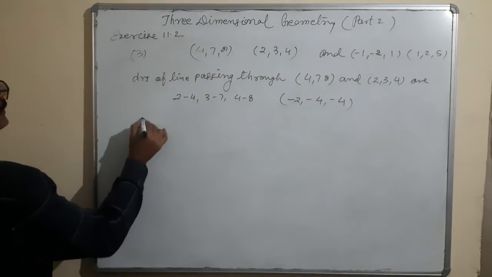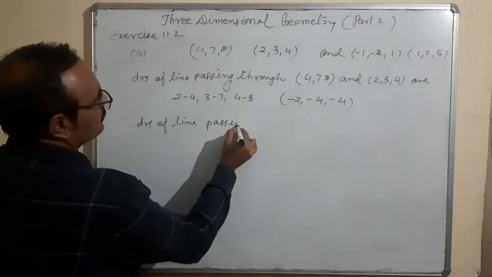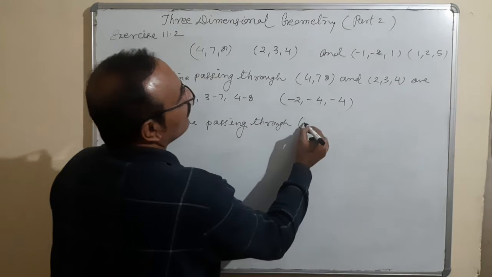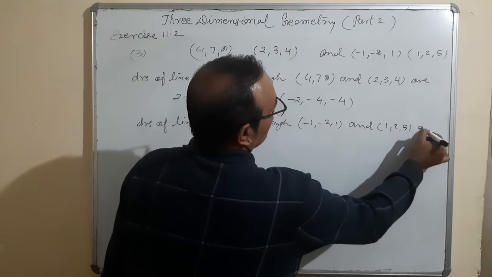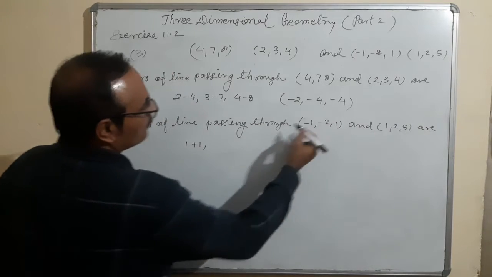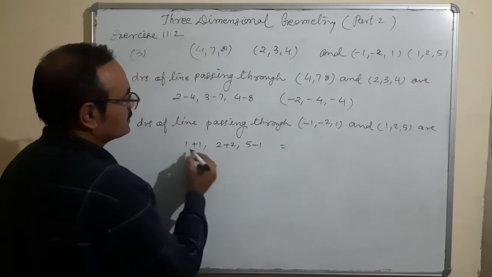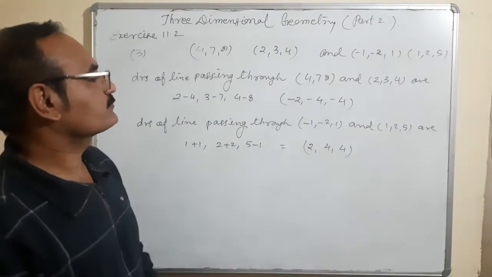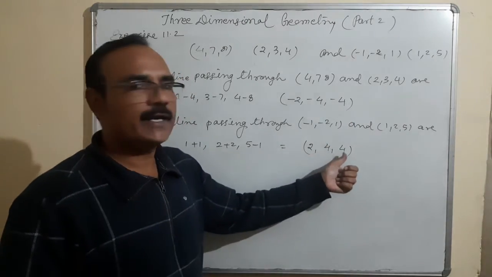Now the direction ratios of the line passing through -1, -2, 1 and 1, 2, 5 are 1 plus 1, 2 plus 2 and 5 minus 1. So that means it is 2, 4 and 4. Is it okay? -2, -4, -4 and 2, 4, 4.